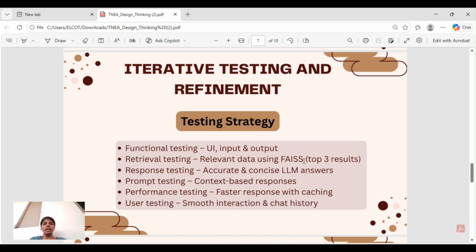Some of the issues identified during this testing were that some responses were too long, retrieval results were occasionally inaccurate, and loading time was slow during initial queries. Some of the improvements made are: optimized FAISS retrieval to return the top three relevant results, limited response length to ensure concise answers, improved prompt design for better context understanding, implemented caching to increase response speed, and lastly, enhanced the user interface for smoother interaction. These improvements significantly enhance the accuracy, usability, and performance of the chatbot.